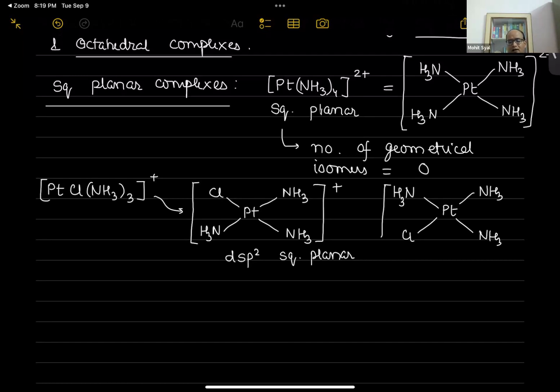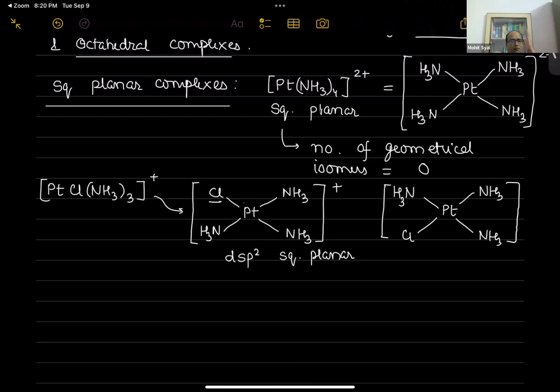How do you know? Don't compare it in our frame of reference. Just check who is around, who is on the adjacent of Cl in this case. Adjacent means at 90 degree. You have two NH3 groups. Is it clear or not? This is NH3, this is NH3, and who is on the back side of the Cl? That is also NH3. Is it clear?